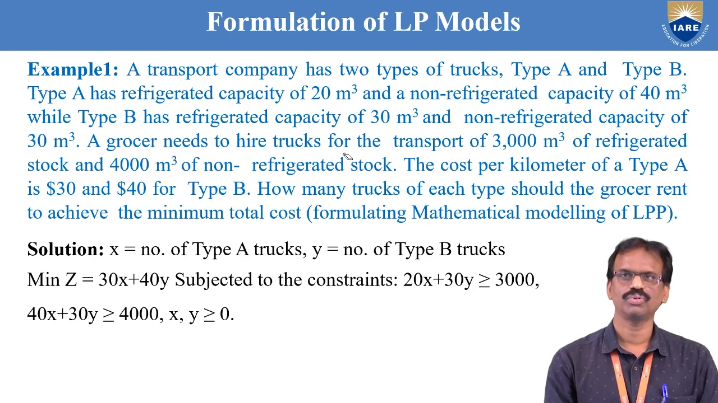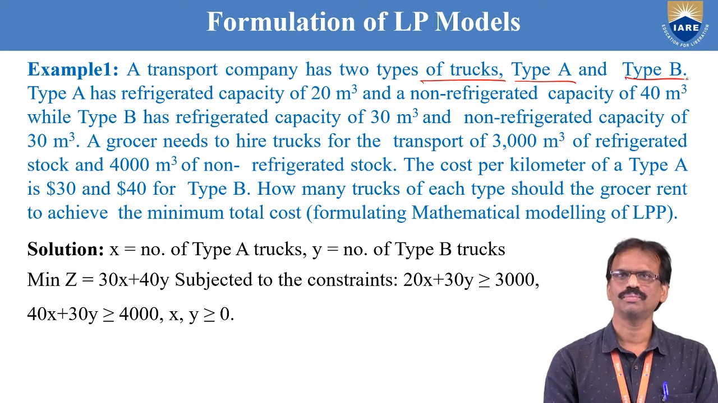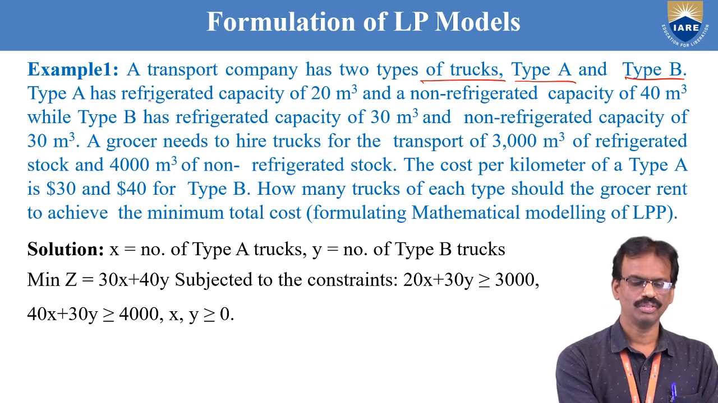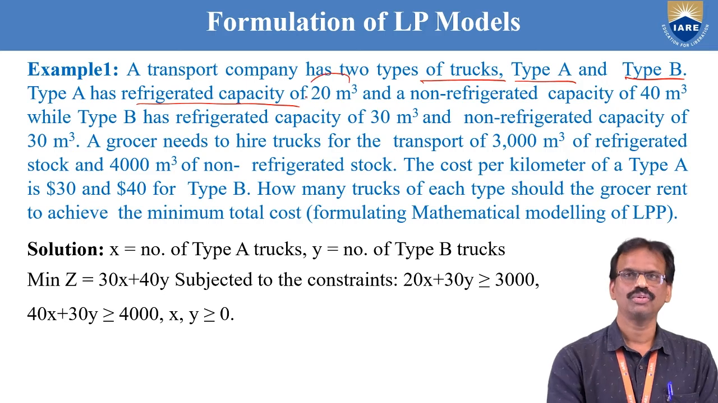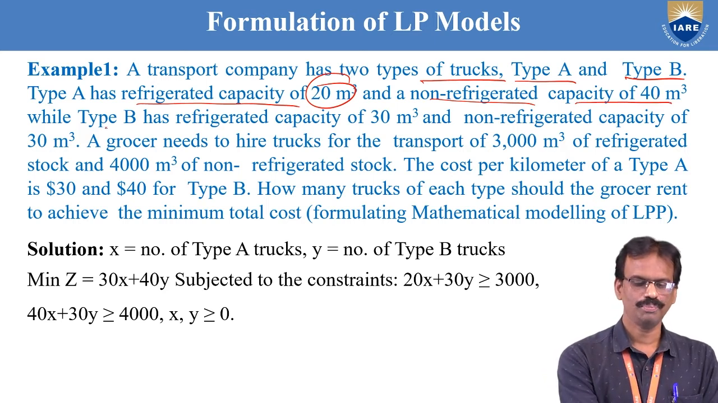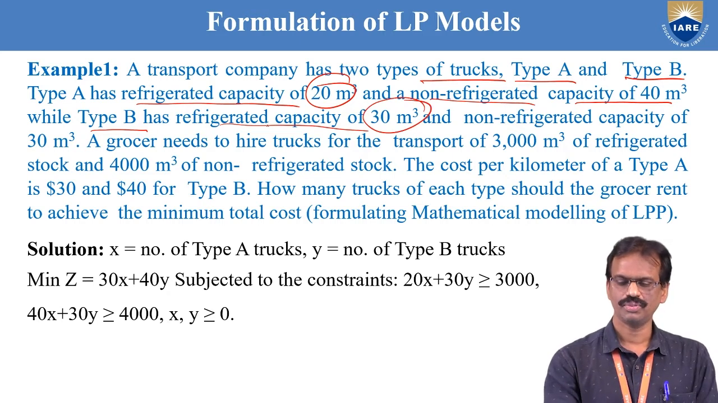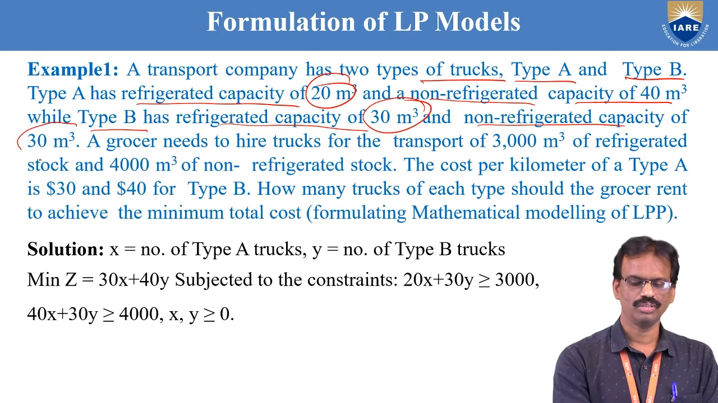So this is one more numerical. A transport company has two types of trucks, type A and type B. Type A has a refrigerated capacity of 20 cubic meters and a non-refrigerated capacity of 40 cubic meters. Type B has a refrigerated capacity of 30 cubic meters and a non-refrigerated capacity of 30 cubic meters.